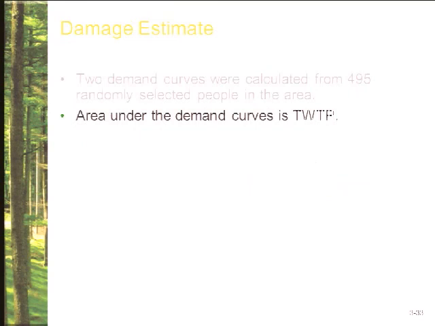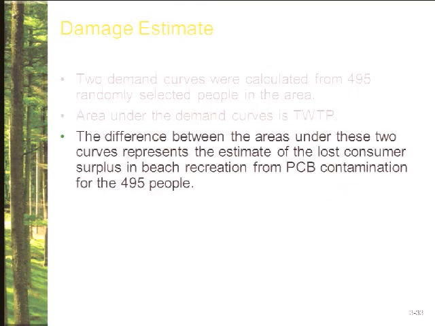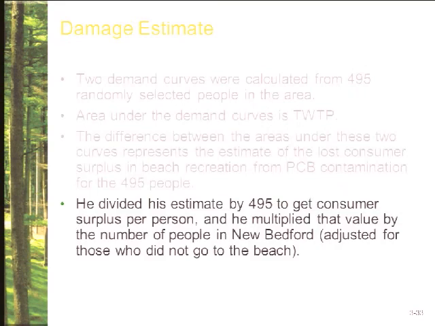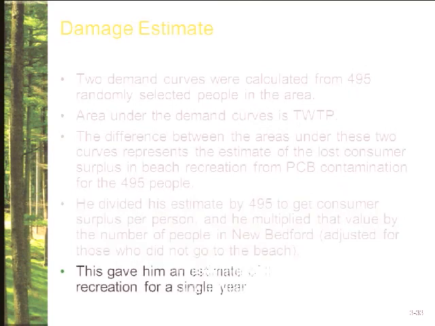He gets an average consumer surplus per person, and then he looks at the total number or population that might use this particular site in New Bedford, and then he gets an estimate of the total losses, where the losses are nothing more than the change in consumer surplus that emerged because of the contamination. So one way to think about it, the benchmark is what would be the total consumer surplus if there had been no contamination, but for the contamination. Then he estimates the consumer surplus given the contamination.